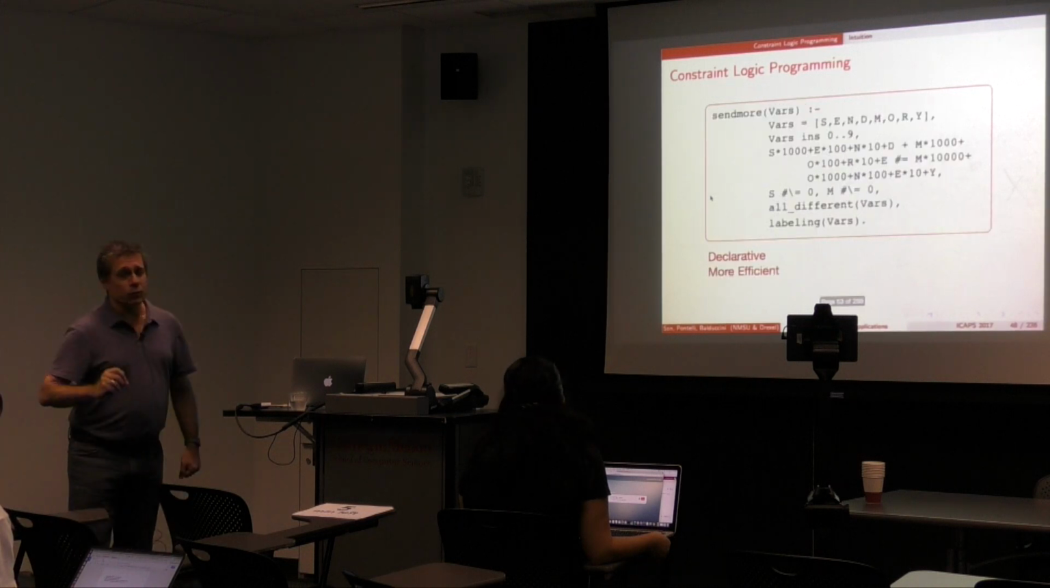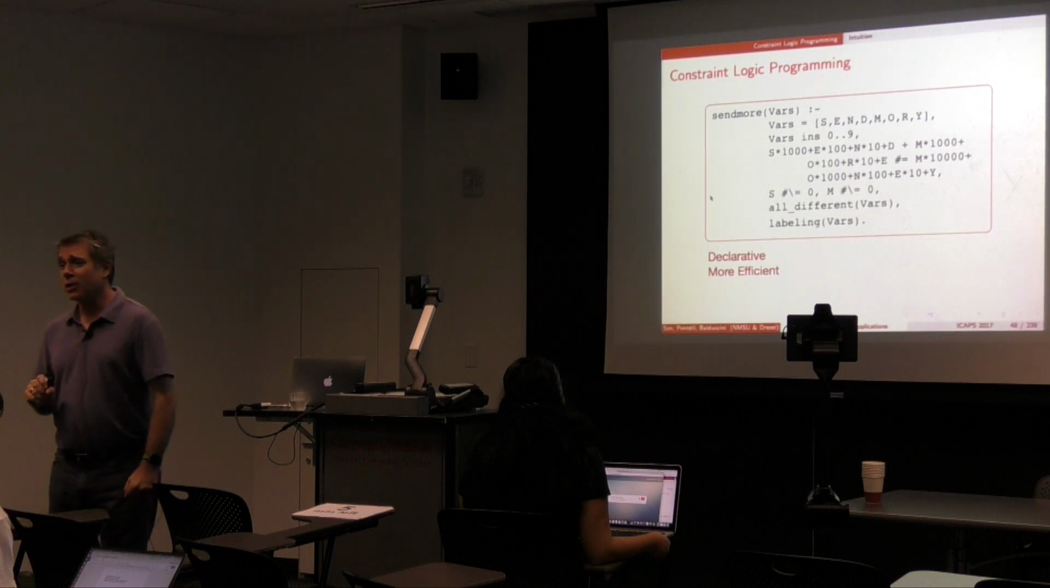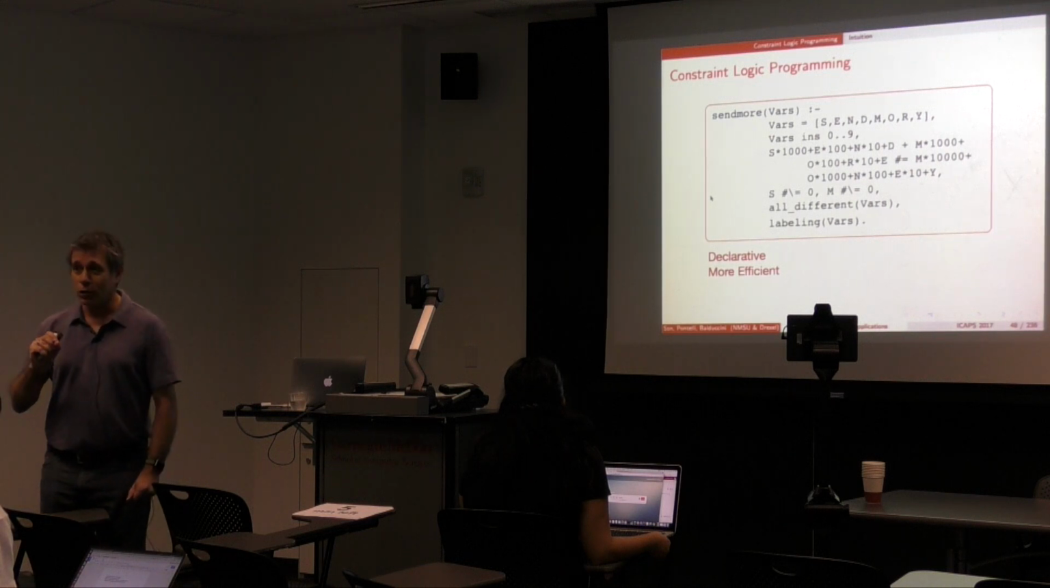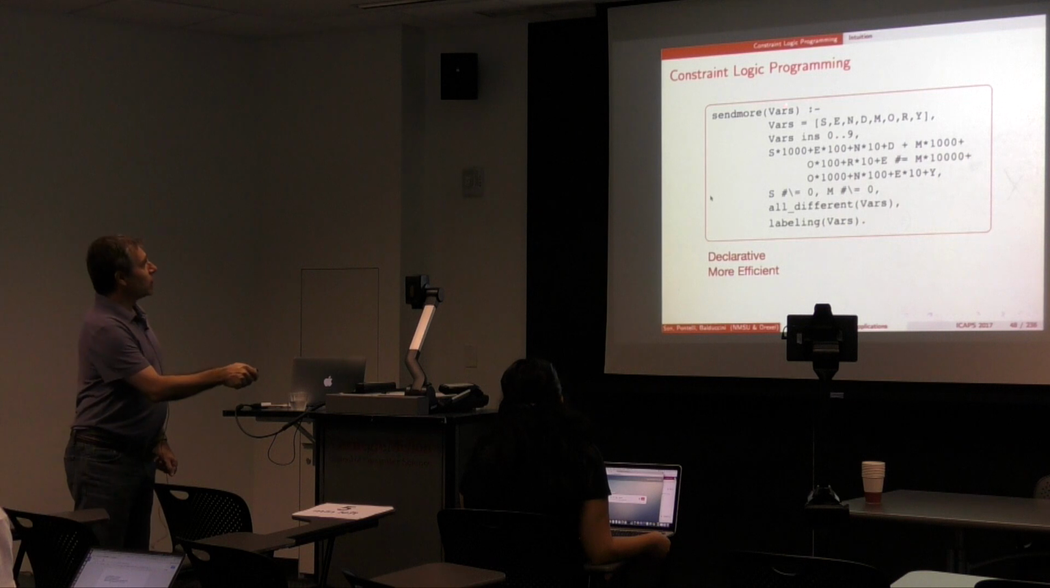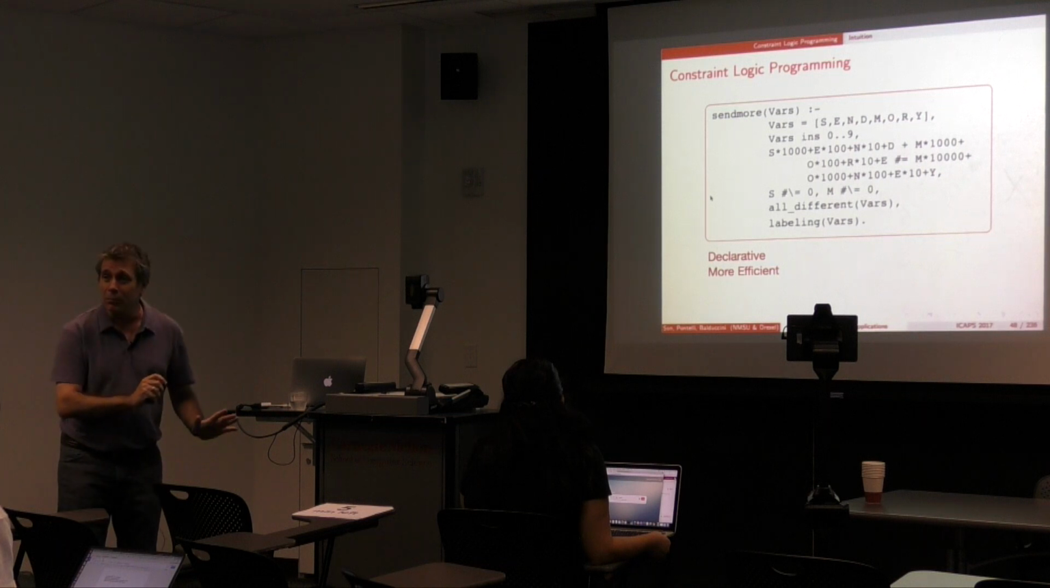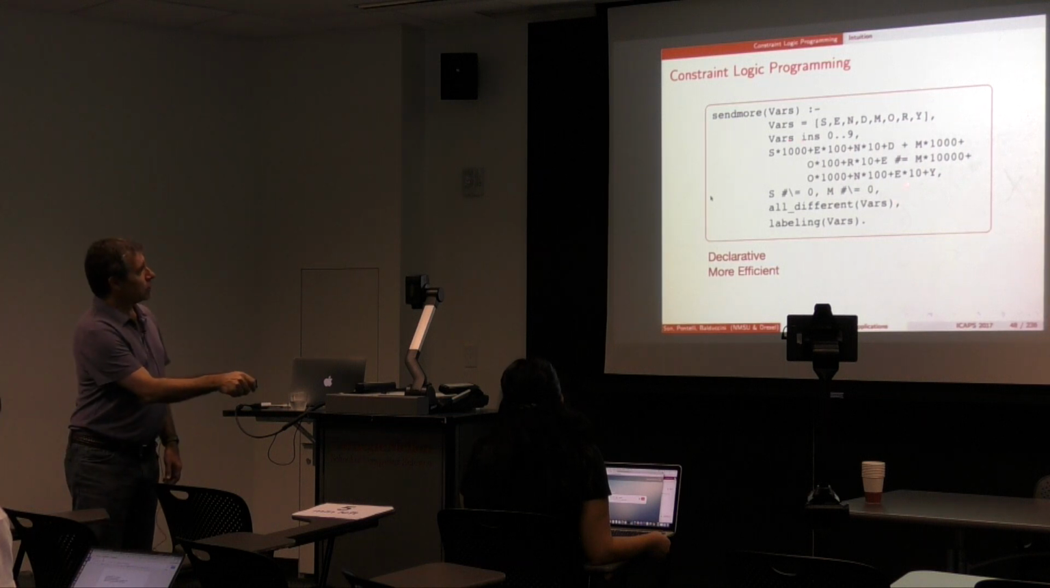On the other hand, if I was writing the same thing in CLP, that's what I would be writing. Now, this is declarative. Not only, but it's efficient as well. So I declare my variables. I set a collection of constraints. I say that the variables must be in this range. I'm not assigning them, by the way. This is just a condition. I set the condition SEND plus MORE equal to MONEY.